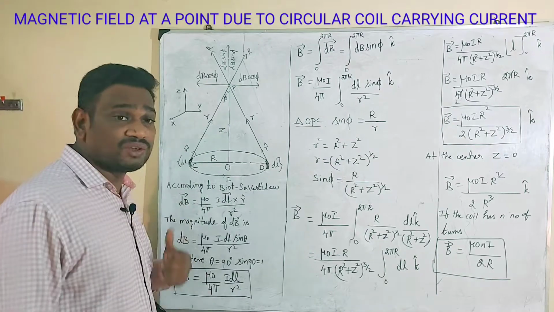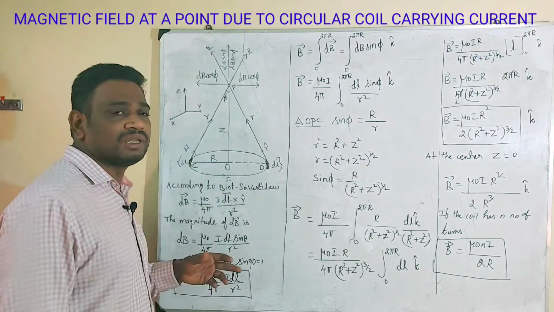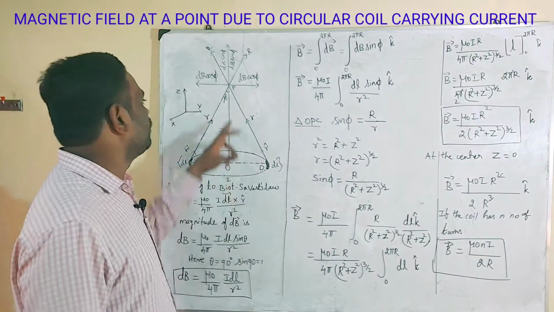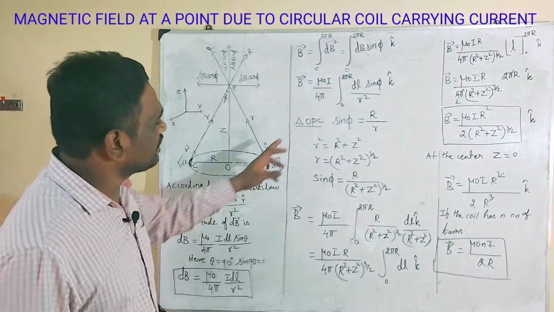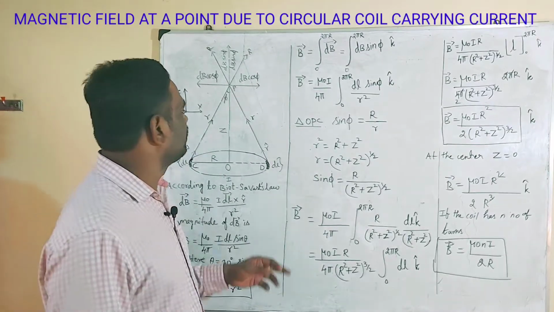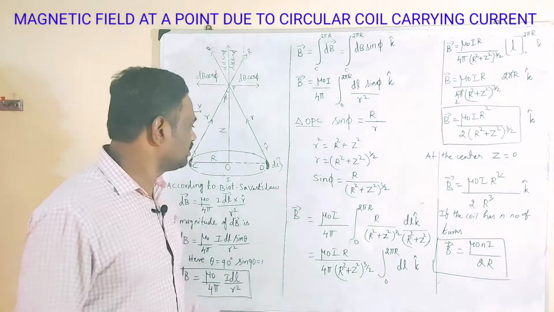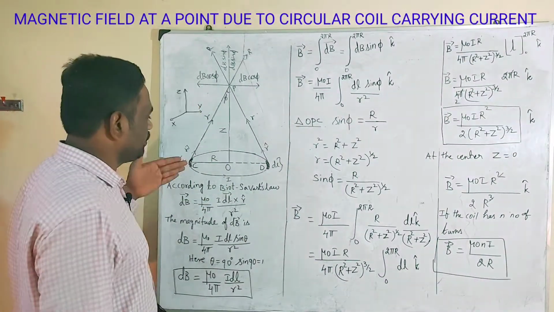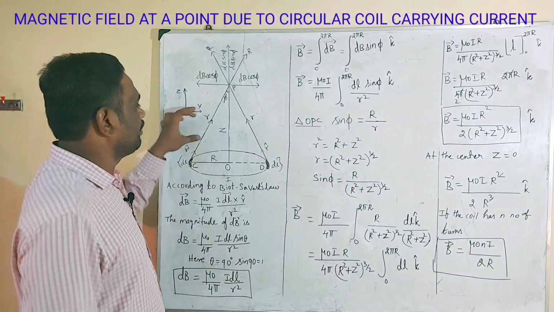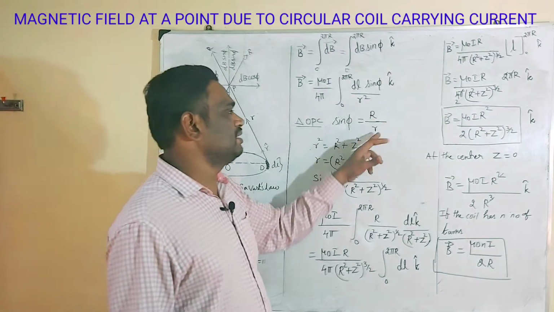OPC. In your textbook, it is wrongly mentioned as OCP. But we have to consider OPC. From this triangle OPC, we are going to find the sin phi. That is this angle. Sin theta is equal to opposite by hypotenuse. That is capital R by small r.